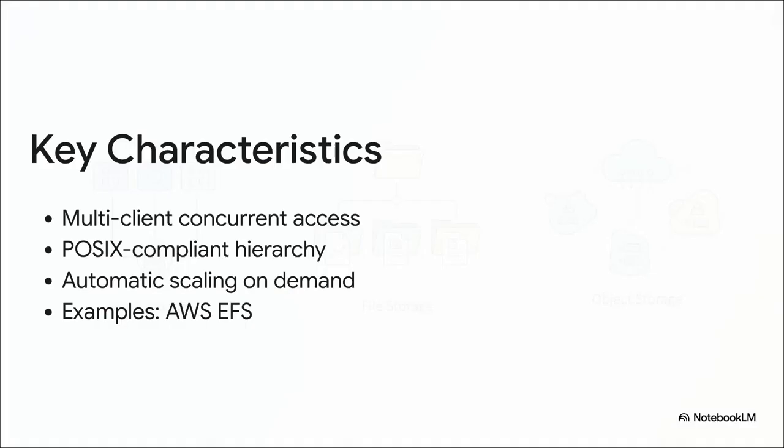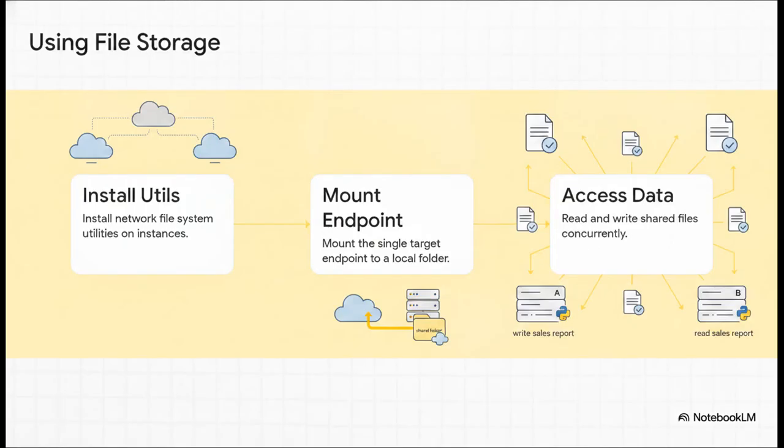The absolute killer feature here, without a doubt, is multi-client concurrent access. Multiple servers can mount the exact same share simultaneously. It maintains a standard POSIX-compliant hierarchy, which just means you get your standard directories, user permissions, and symlinks exactly like you would on a local machine. Plus, the managed cloud versions of this, like AWS EFS, Azure Files, or Google Filestore, automatically scale your storage capacity up and down on demand as you add or remove files. It's pretty amazing.